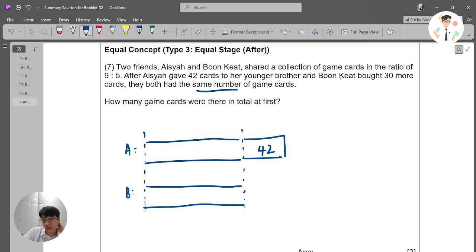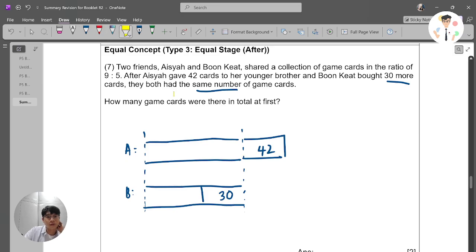Now next one, Bong Ken B bought 30 more cards so that they have the same. Means that B actually at first had what? Less. So at first, B actually had less, but she bought 30 extra, then they have the same. So this is basically the situation before. Now, to be a bit clearer, this is what happened before. Before, Aisha has this. And before B buys the 30, B actually has this. Now the highlighted yellow part is what happened before. I mean this right here.